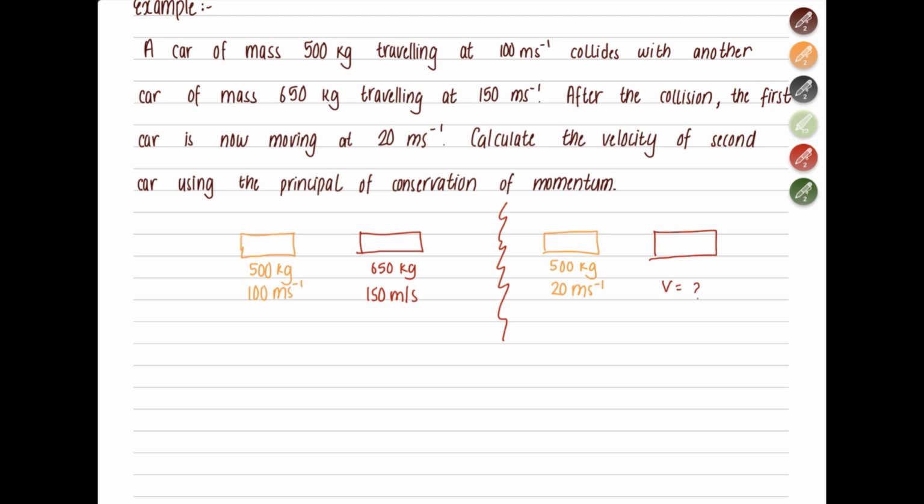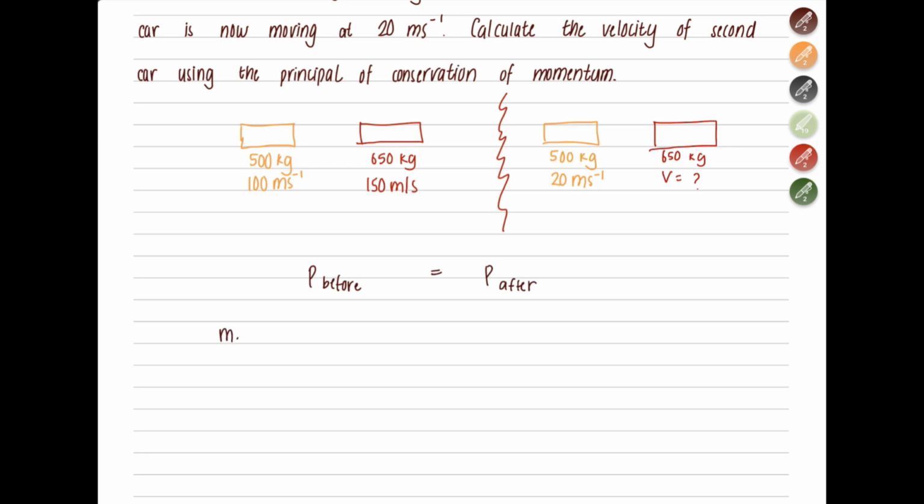Okay, what is the mass? Mass is 650 kg. They're saying calculate the velocity of second car using the principle of conservation of momentum. And we know the principle of conservation of momentum says momentum before collision equals momentum after collision. Okay, so this is going to be MA UA plus MB UB. Momentum of A plus momentum of B equals momentum of A after collision plus momentum of B after collision.